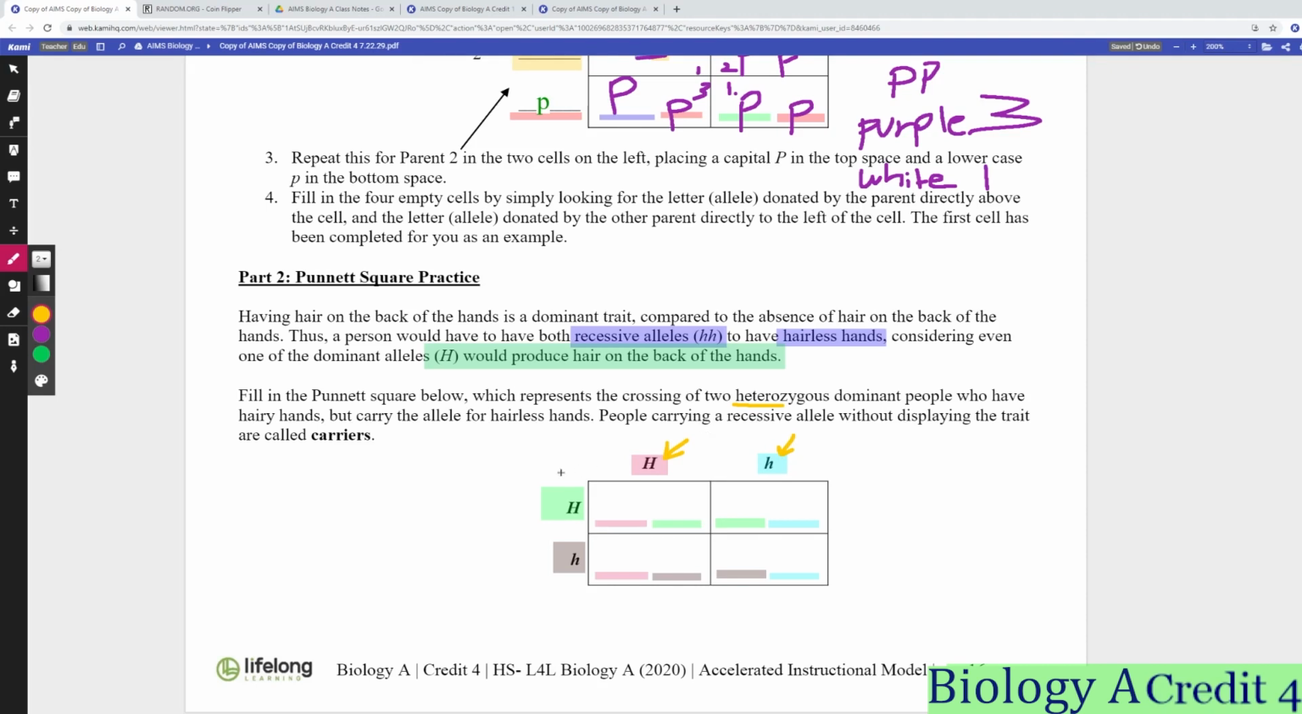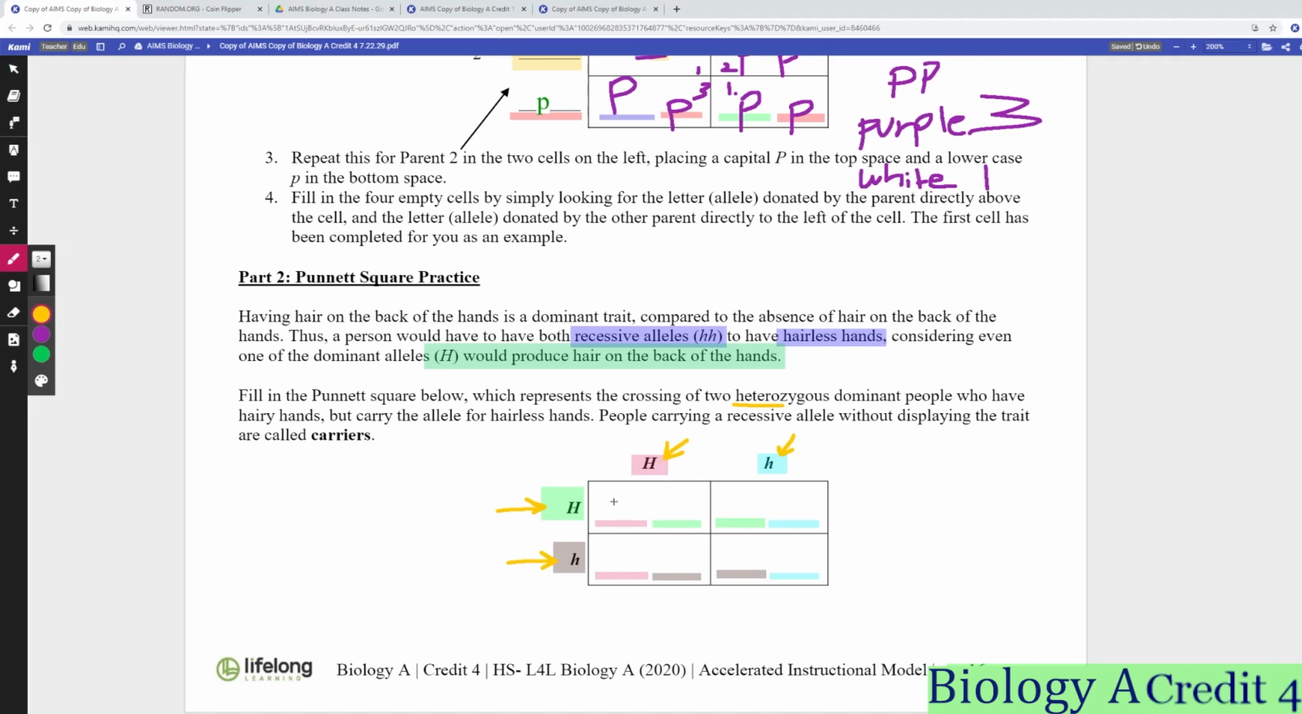For parent number 2, we can also say that they're heterozygous. They don't have the same type of letter for this trait. They have a big H and a little h. So all we're going to do is fill in our Punnett square to figure out what probabilities we have for our offspring if these two individuals reproduced.